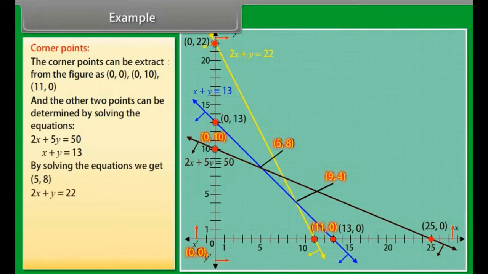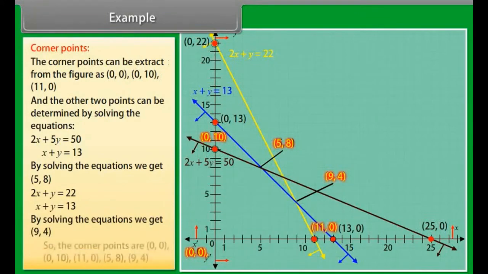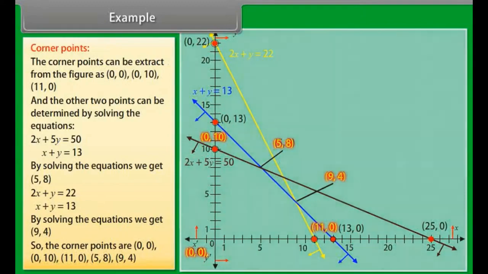2x plus y equals 22 and x plus y equals 13. By solving the equations, we get 9, 4. So, the corner points are 0, 0, 0, 10, 11, 0, 5, 8, and 9, 4.